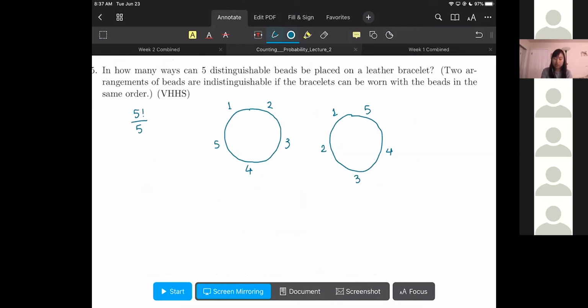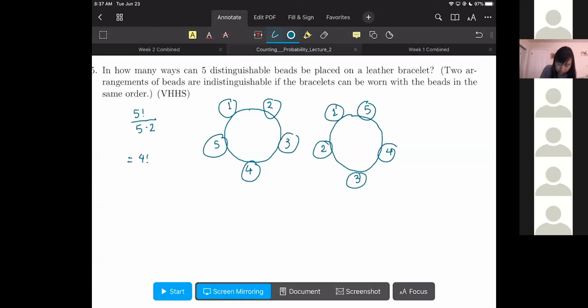So if I take this bracelet, 1, 2, 3, 4, 5 on the left here, these are the beads, and I flip it the other way, then I'm going to get this. Now we need to correct for this other kind of overcounting, which we can call flip symmetry, because we flip the bracelet. Then can we divide it by 2? Yeah, that's right. So we want to also divide this by 2. This gives us 4 factorial divided by 2, which gives us 24 divided by 2, which gives us 12.